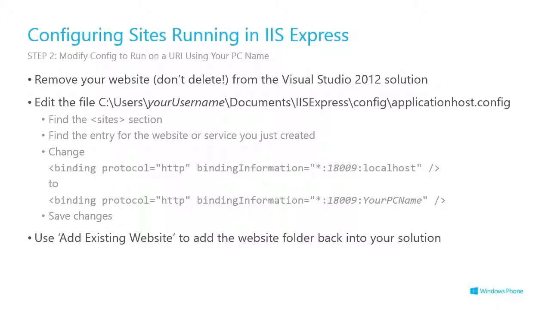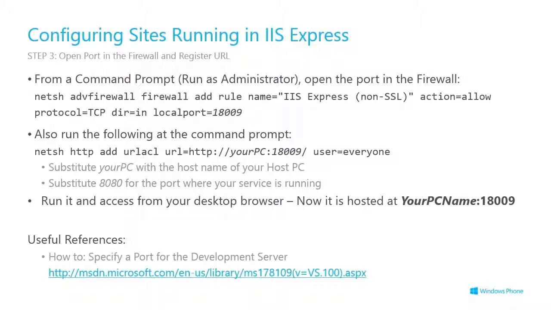So you need to go in there, edit that, and actually replace localhost with the real name of your PC, and save the changes. And then you go back into Visual Studio and add existing website, so add that website folder back into your solution again. And even that's not quite enough, you're nearly there. So then you've got to run a couple of command line prompts. So you start a command prompt as administrator. First of all, open the port in the firewall using that command there for the port number. Here we're using an example of 18009. And you also need to add a URL ACL.